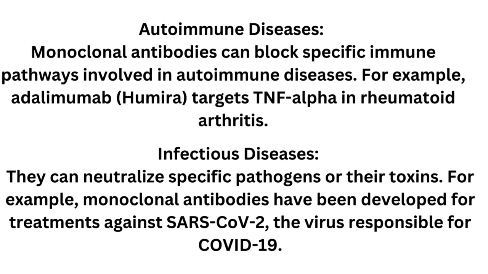Autoimmune diseases. Monoclonal antibodies can block specific immune pathways involved in autoimmune diseases. For example, adalimumab targets TNF alpha in rheumatoid arthritis, and they can also be used in infectious diseases like COVID-19.